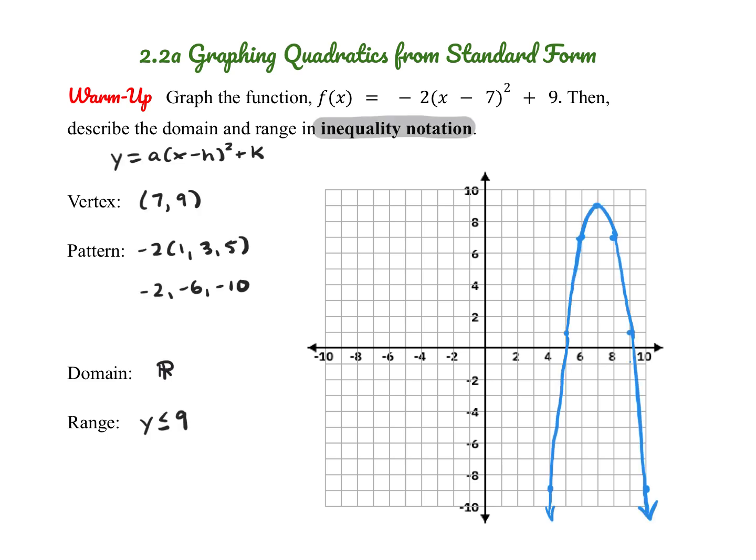Here we do have a vertex at (7, 9), and then our a value and the reflection give us a vertical growth pattern of -2, -6, -10. Or again, you can always make a t-chart and plug in values to the left and right of your vertex.